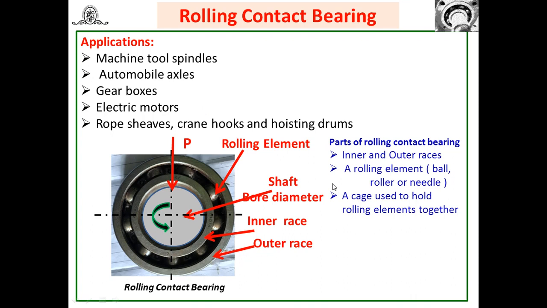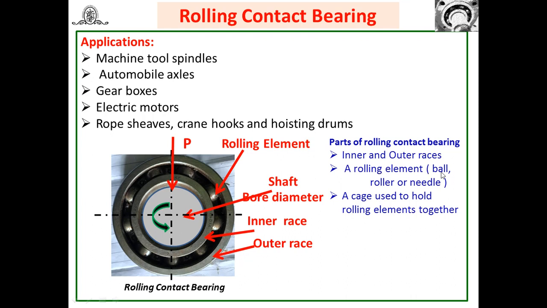And here, look at this, the rolling contact bearing consists of the following. This part is known as the bore diameter, to insert the shaft or a journal. Journal means the part of the shaft which is inserted in the bearing. Then this part is the inner race, this part is the outer race. In between the inner race and outer race, all these are the rolling elements, and these rolling elements are held together by using a cage. So the parts of the rolling contact bearings are the inner and outer race.